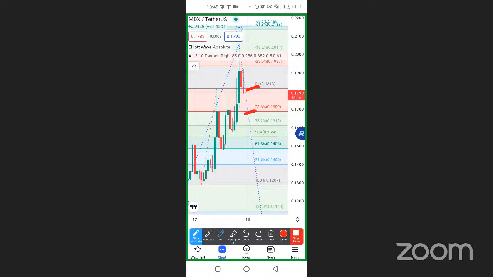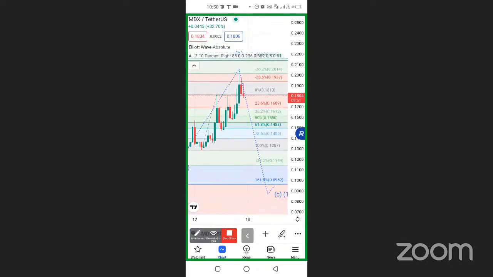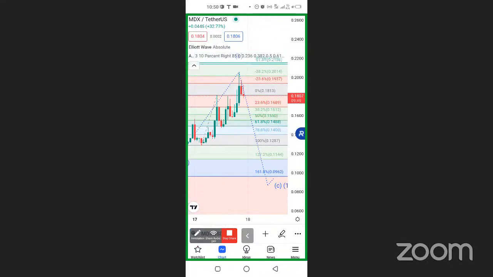So it might come, hit this line, then try to go up a little bit, then comes down, or it might move straight down to this area here in between, and then it goes up. So that's why we use this indicator. I hope that is very clear. Anyone has a question about this combination?